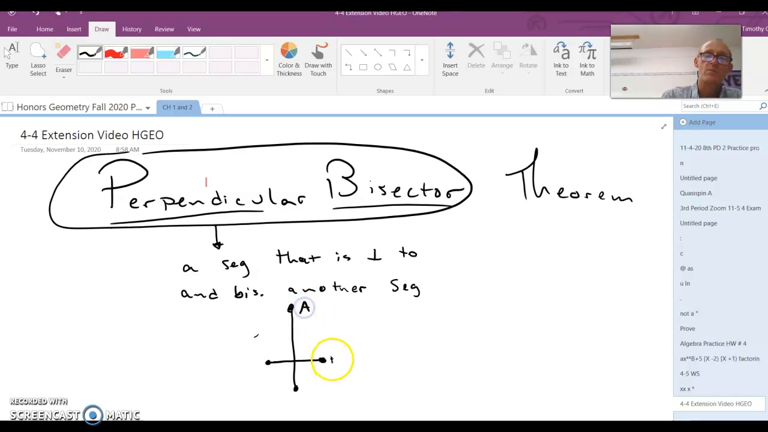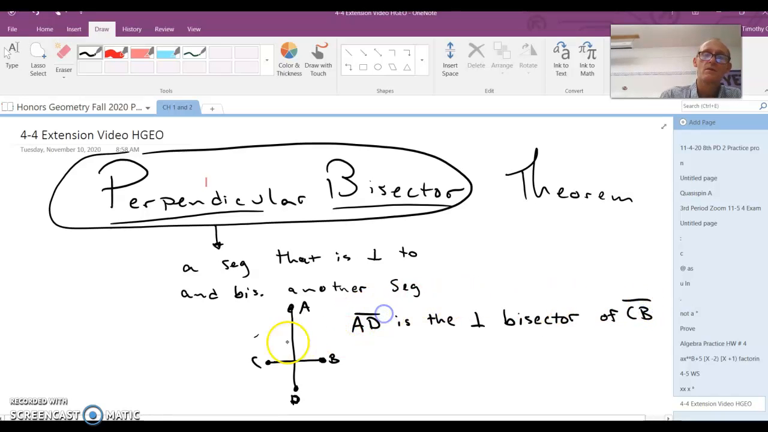So this is A, B, C, D. All right, and AD is the perpendicular bisector of CB. So what that means is AD is perpendicular to CB and AD bisects CB.